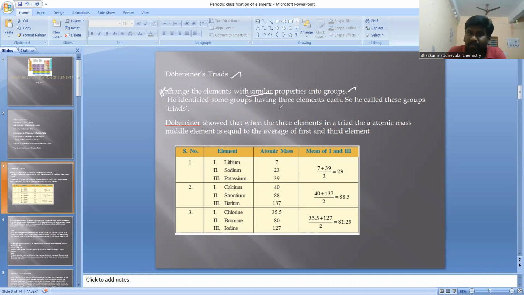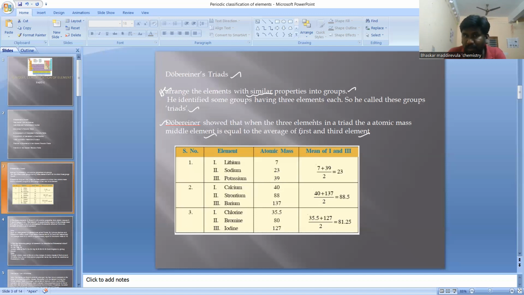Second thing: he identified some groups having only three elements. That group he called a triad. The next important feature: Dobereiner showed that among the three elements in a triad, the atomic mass of the middle element is equal to the average of the first and third elements. This is the important one.